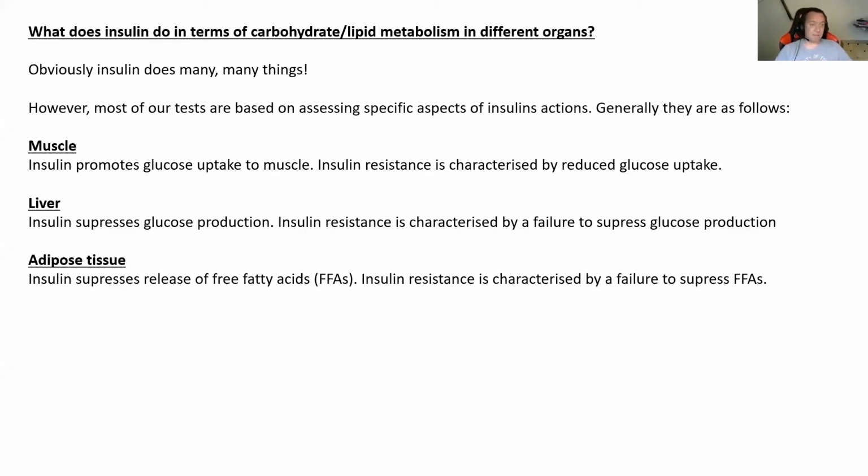And finally, in terms of adipose tissue, insulin is very important to suppress the release of free fatty acids. And insulin resistance is characterized by a failure to suppress free fatty acids. So these, I would say, are the three most canonical readouts of insulin action on the different organs. We should keep these in mind as we go through the tests.